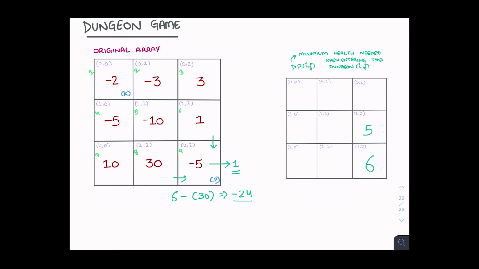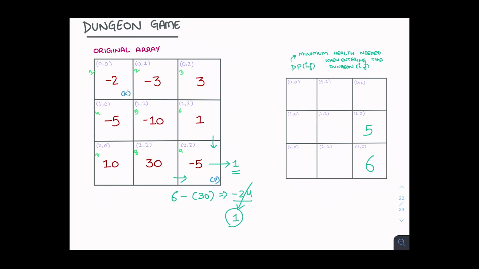We cannot possibly enter with minus 24 health points, because we cannot have any value equal to or below 0 as our health, because then we will die. So we'll cap this. Instead of keeping it minus 24, we'll simply enter with the minimum possible health, which is 1. So if you ever get the initial health as a negative number, you need to cap it off. You need to replace that with the minimum possible health, which is 1.